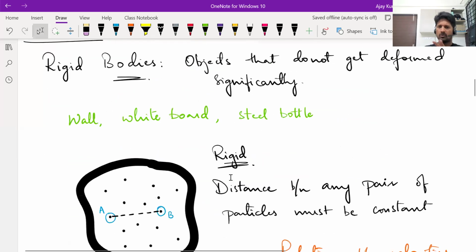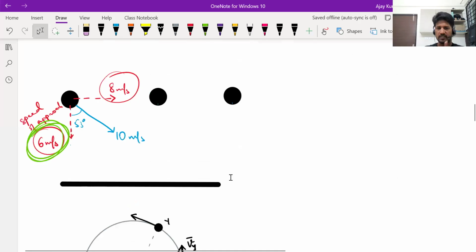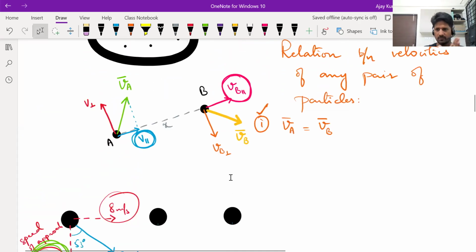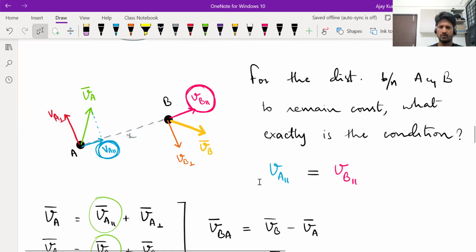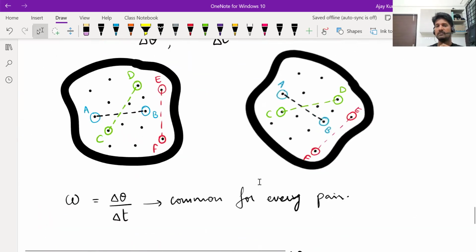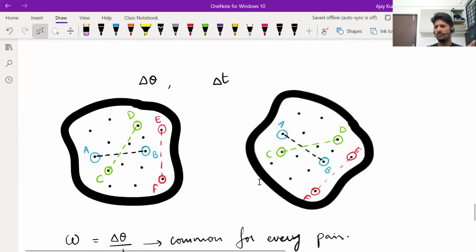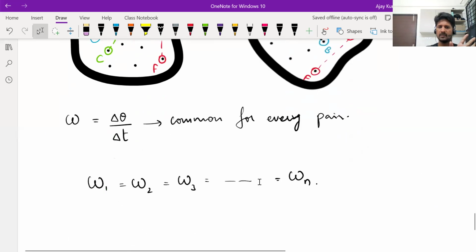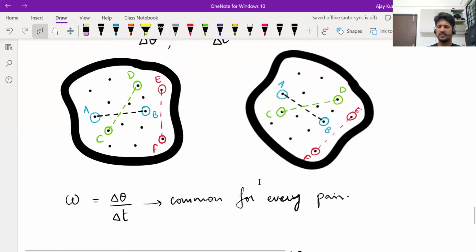Then we talked about what a rigid body is. What is the mathematical condition for a rigid body? The velocity condition is that the components of velocities of any two particles along the line connecting them should be equal. We solved 2 questions based on that also. And then we discussed the condition between angular velocities. Angular velocities of all particles should be the same. Otherwise, the object will get twisted, and twisting is not allowed in a rigid body.